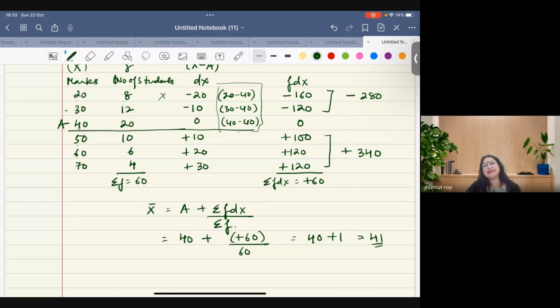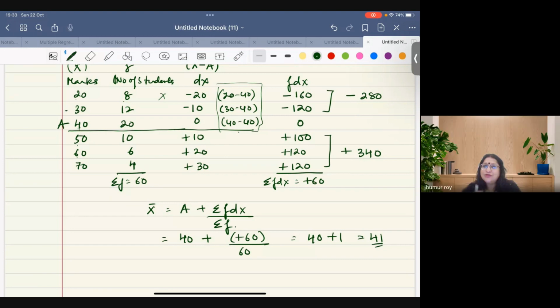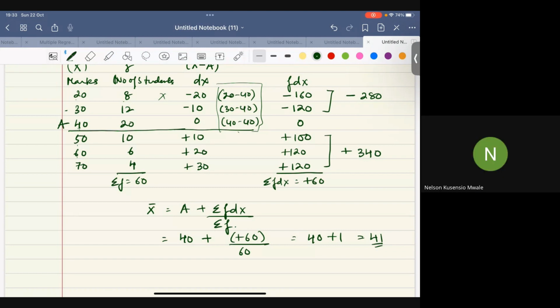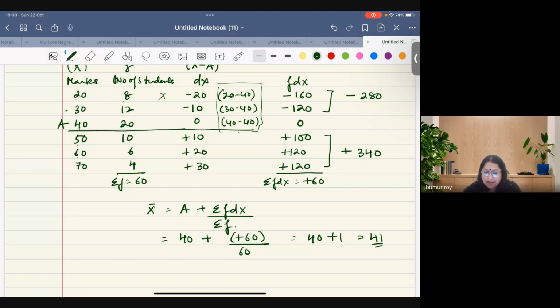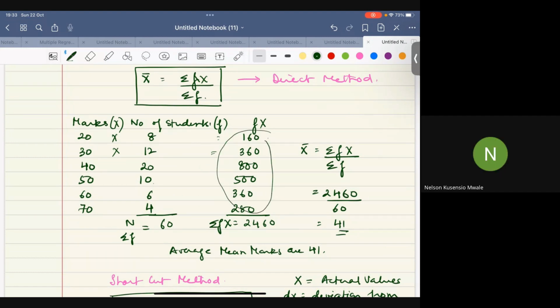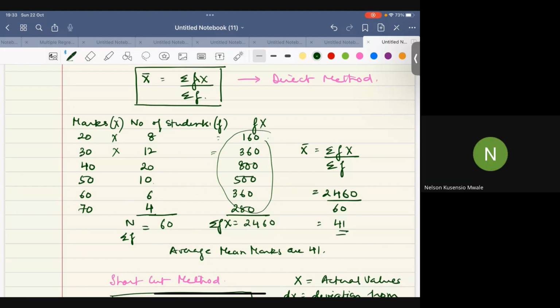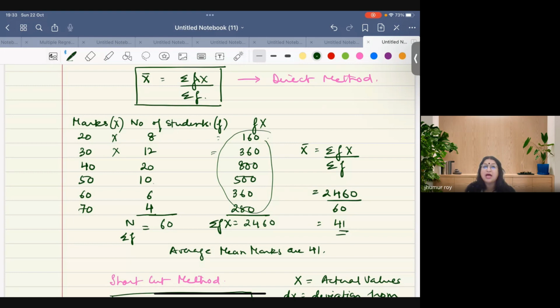See, this is another method. Is the first method clear to you? What we did, the previous method? Yes, the direct method was very clear. So in the direct method, we use the values directly. Now many times we say that these values, if you see in the direct method, are very big values. Yes, the first method is much simpler.